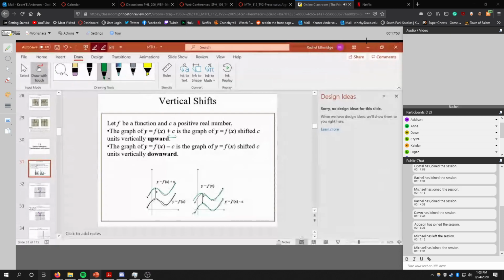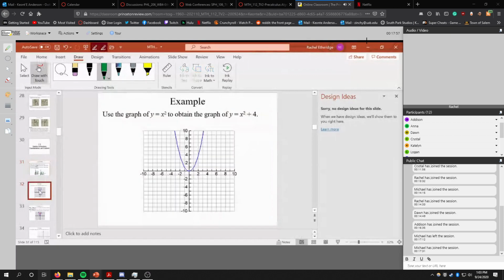Making sure you can see my screen. So for example, let's take this function y equals x squared. And we want to use that to get the graph of y equals x squared plus 4. Well, here's what I want you to do. I want you to learn your values for y equals x squared because they're always the same.